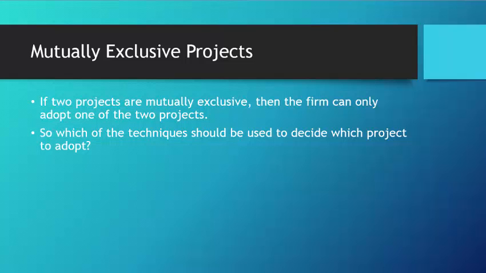So which of the techniques should be used to decide which project to adopt in that instance? The answer is use NPV. It doesn't have the issues that all of the other ones do. It's trying to measure what happens to the value of the firm if we adopt the project. The other ones are just trying to get a % return, which may or may not translate into value of the firm.